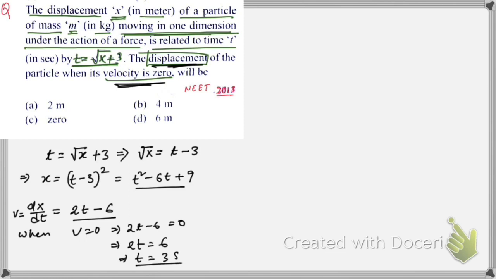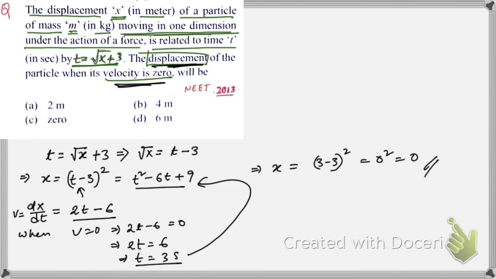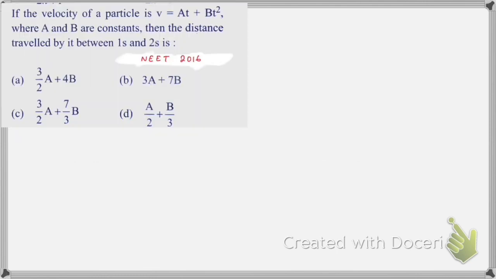Then what is going to be the displacement? Now let us put the value of t here, then you will get x, that means displacement, right? Or you can put t is equal to 3, then 3 minus 3 whole square is going to be 0 square, which is 0. So displacement is 0, so the answer is C. So hope you have understood this. Now let's move on to the next question. So here is the next question.